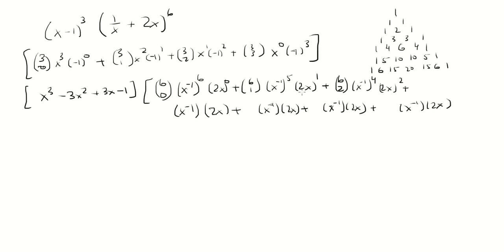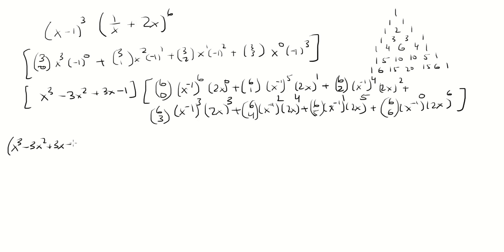There's going to be a total of 7 terms. So 6 choose 0, 1, 2, and then we go 6 choose 3, 6 choose 4, 6 choose 5, 6 choose 6, and then you want to go from 6, 5, 4, 3, 2, 1, 0, and then we go from 0, 1, 2, 3, 4, 5, and 6. Okay. So now we have x cubed minus 3x squared plus 3x minus 1.